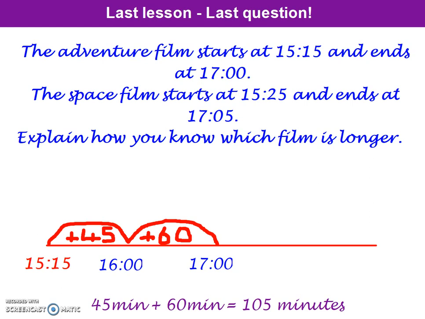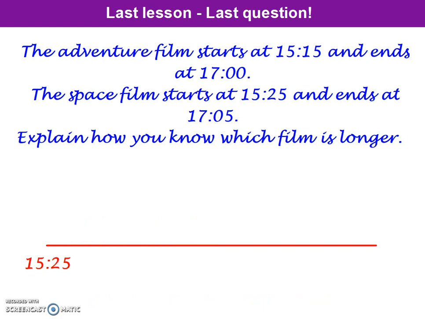Now the next stage is for me to look at the space film. And again, we can see that this starts at 15:25. So I'm going to make my first jump, which is going to go to the next full hour, which is 1600 hours. So I'm going to make that jump from 15:25 to 1600. I'm going to remember that there's only 60 minutes in an hour.